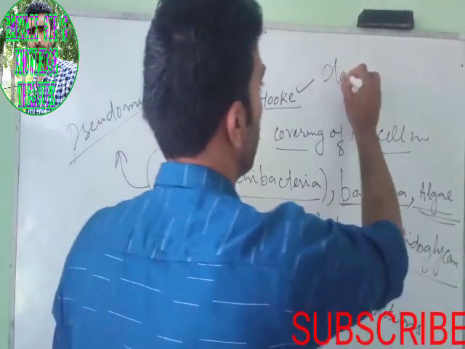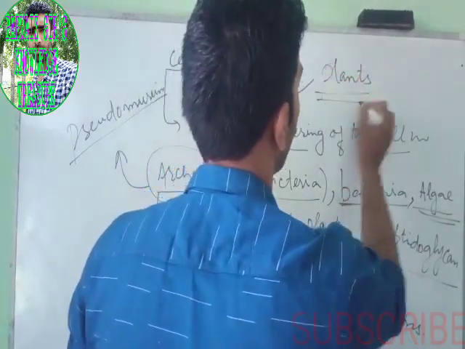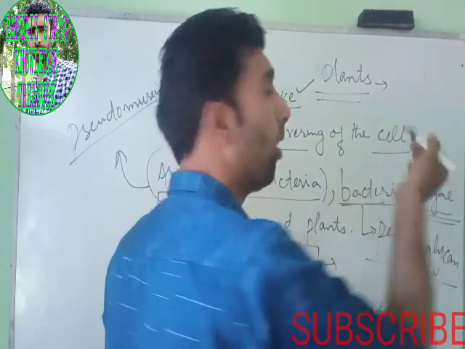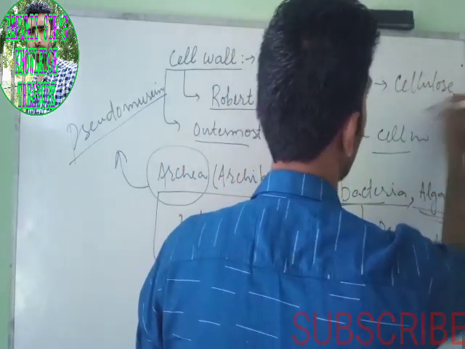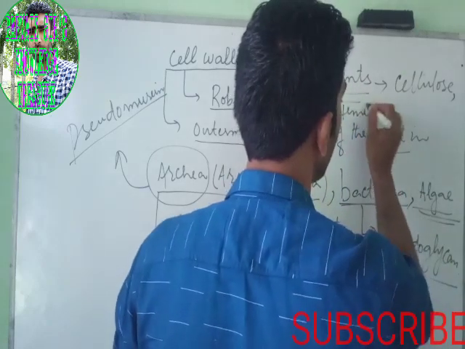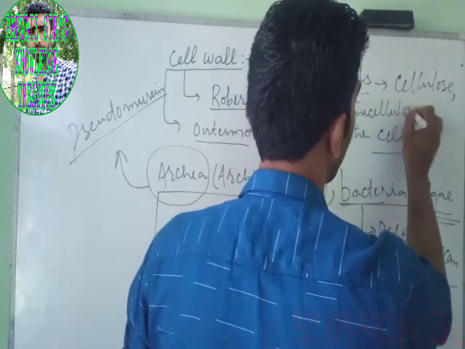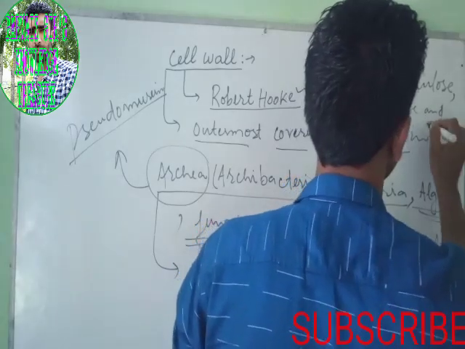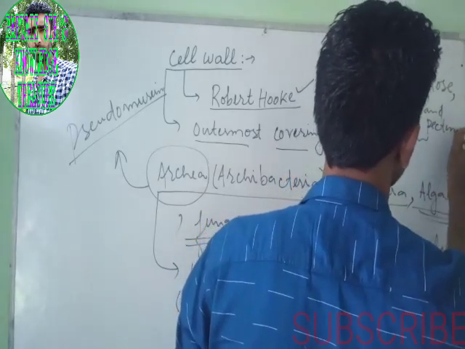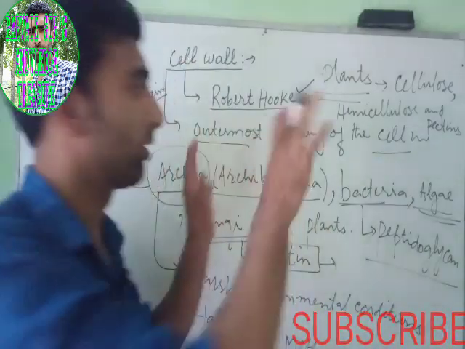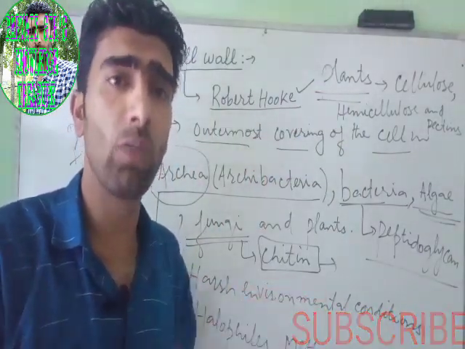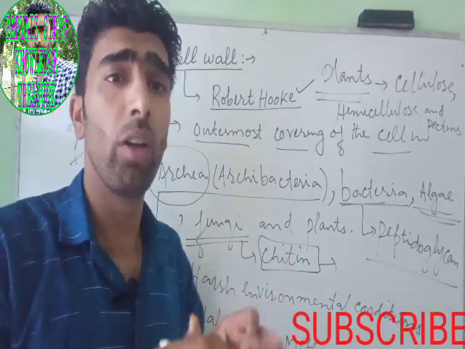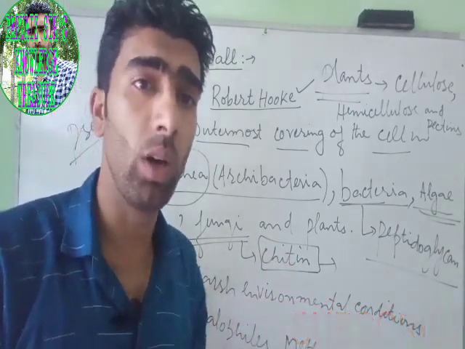Now, plants. The cell wall in case of plants is made up of mainly cellulose, which is a polysaccharide, hemicellulose, and pectins. This was a brief introduction about what is cell wall, who discovered cell wall, and in which group of living organisms cell wall is found.